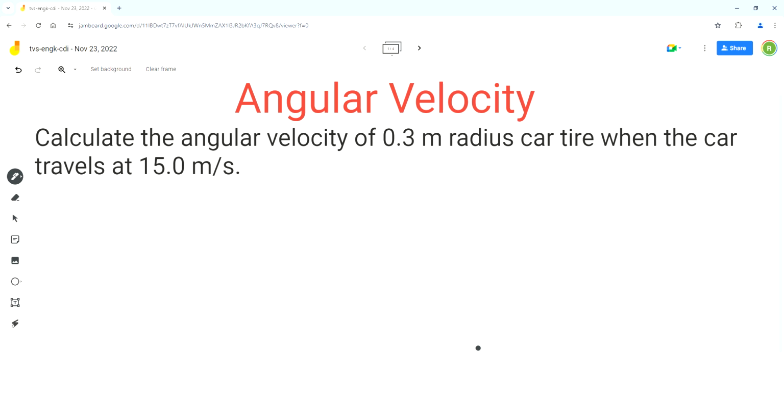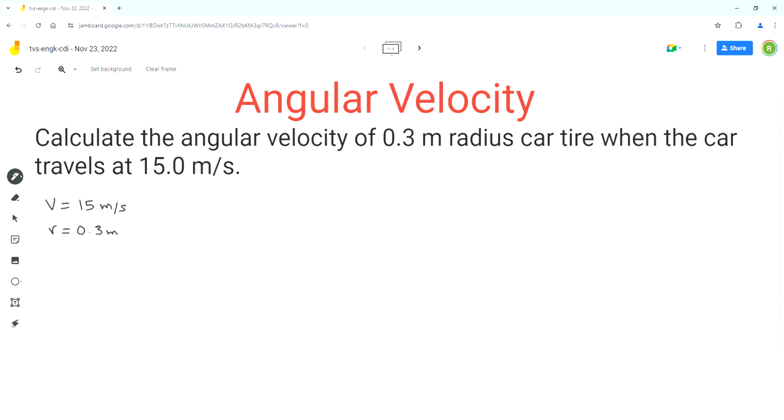In this video, we'll solve this problem using the concepts of angular velocity. As per the word prompt, calculate the angular velocity of a 0.3 meter radius car tire when the car travels at 15.0 meters per second. So we are given the linear speed of the car and the radius of the car tire, and we have to find its angular velocity.